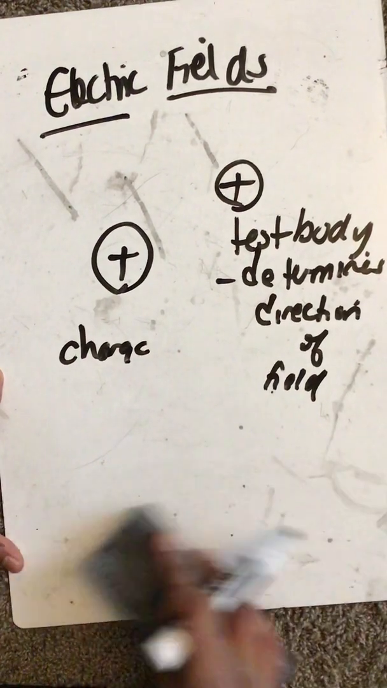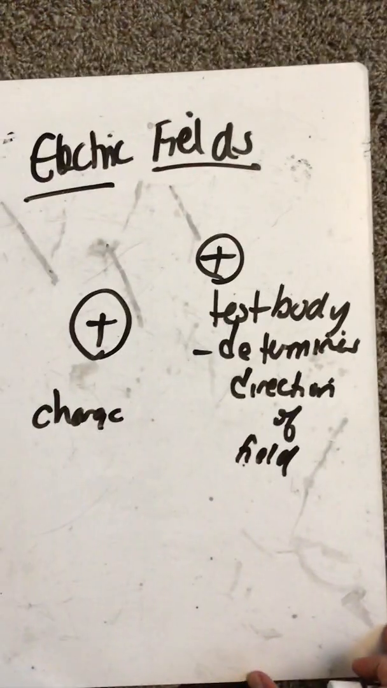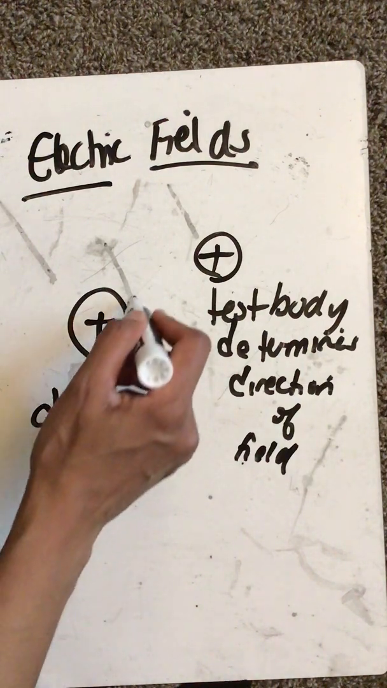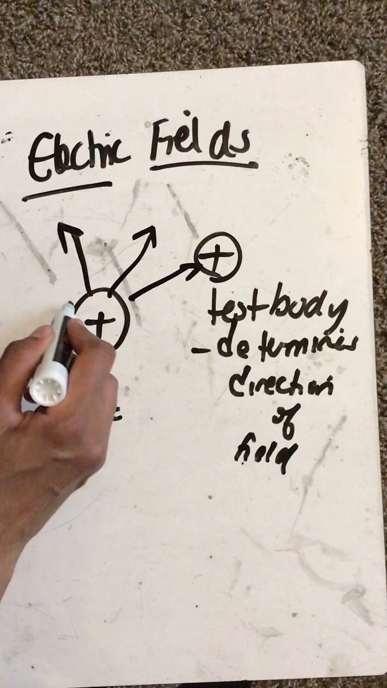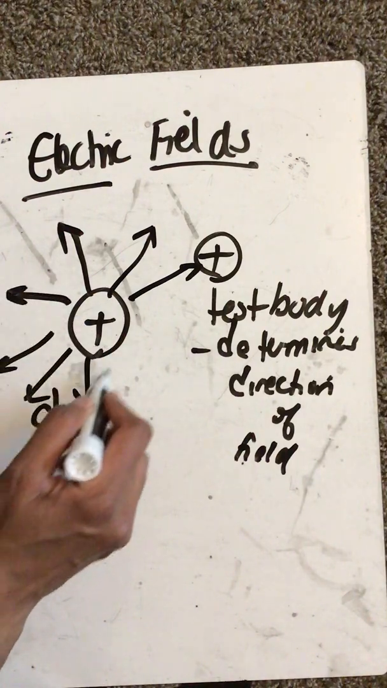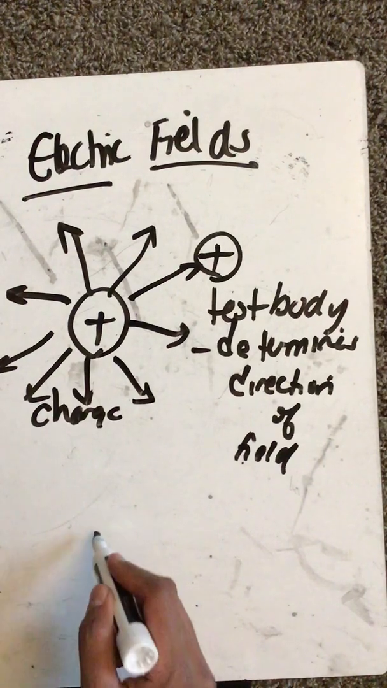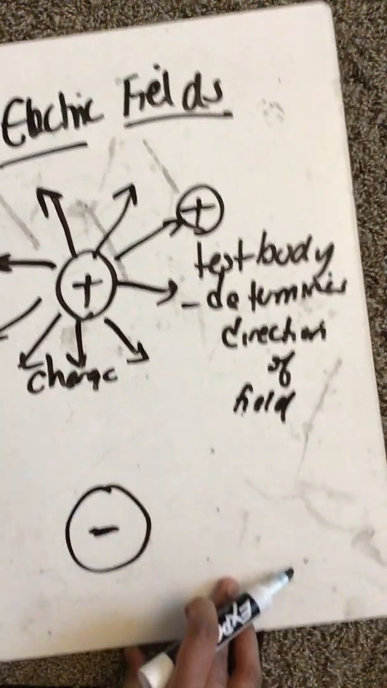Now, if the test body is positive and there's a positive charge, in which direction will the field go? The field will go out. Why is that? Because remember, in terms of charges, opposite charges attract, same charges repel. So if you put a positive test body in a positive field, this positive charge is going to repel the positive test body.